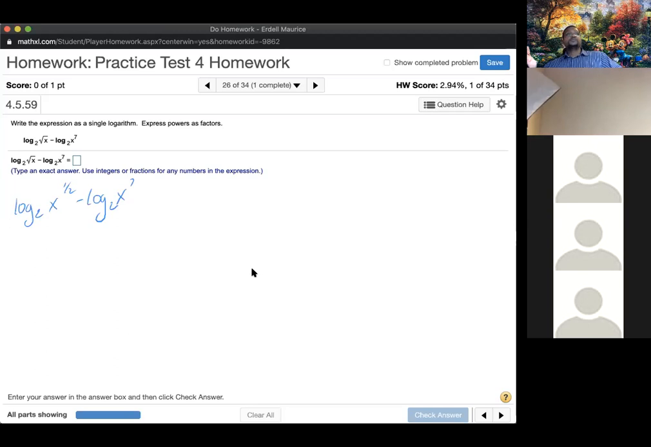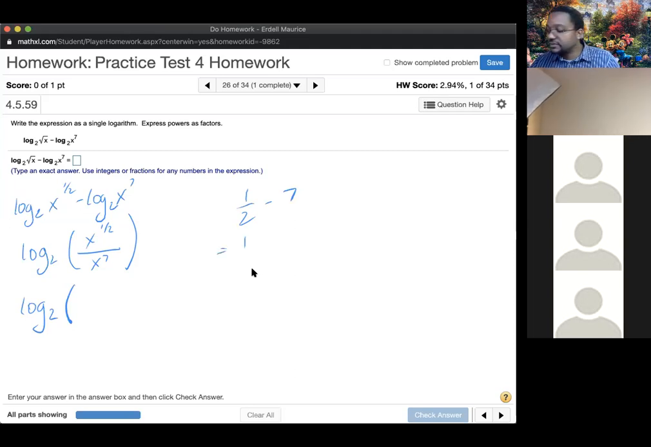Now, division between logs means I combine them, but I divide the argument. So it's going to be log 2 of x to the 1/2 divided by x to the 7th power. And then I have to go 1/2 minus 7. To subtract fractions, you need to have a common denominator. So 1/2 minus 7 over 1. Are the denominators the same? The people said, no, sir. The denominators are not the same.